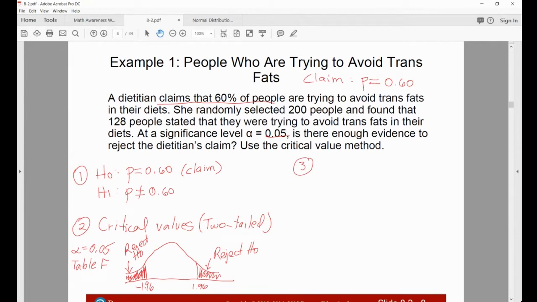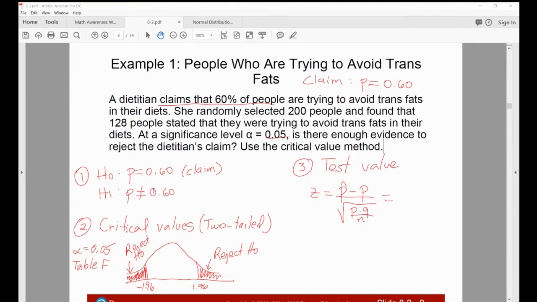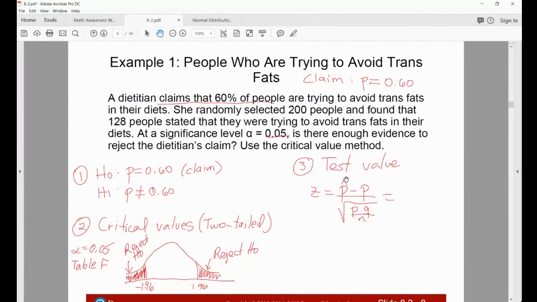So now we need the test value, the test statistic. So I'm gonna put the formula. Try to do it on your own. Find the value of p hat minus p over the square root of p times q over n. Here it's important to know the difference between p and p hat, the value of q, the value of n. You need to follow the formula in that specific order. So it's p hat minus p, not p minus p hat, okay?